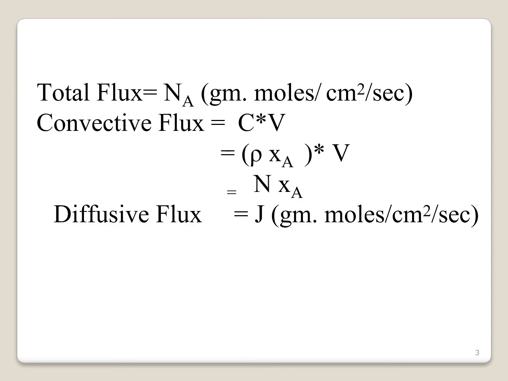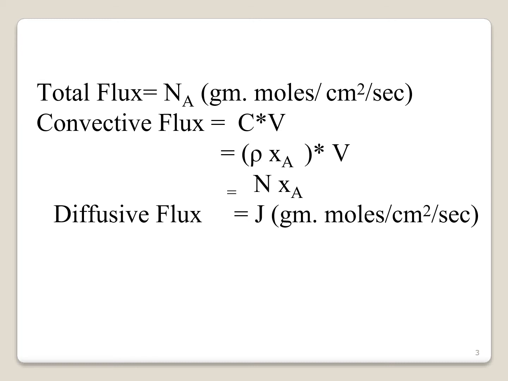Total flux is also called rate of diffusion. It is denoted by Na. The unit of total flux is gram moles per centimeter square second. Second one, convective flux. Convective flux is by some reference velocity. So convective flux is equal to C into V. C is the concentration, V is the velocity.